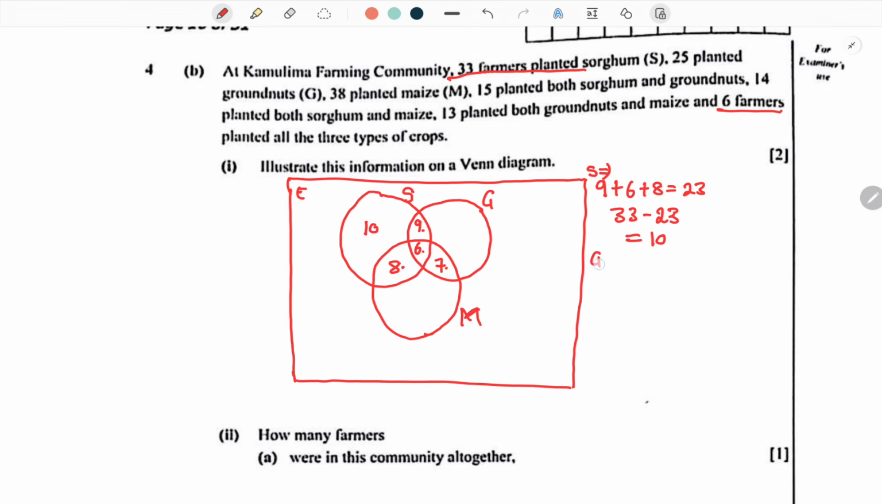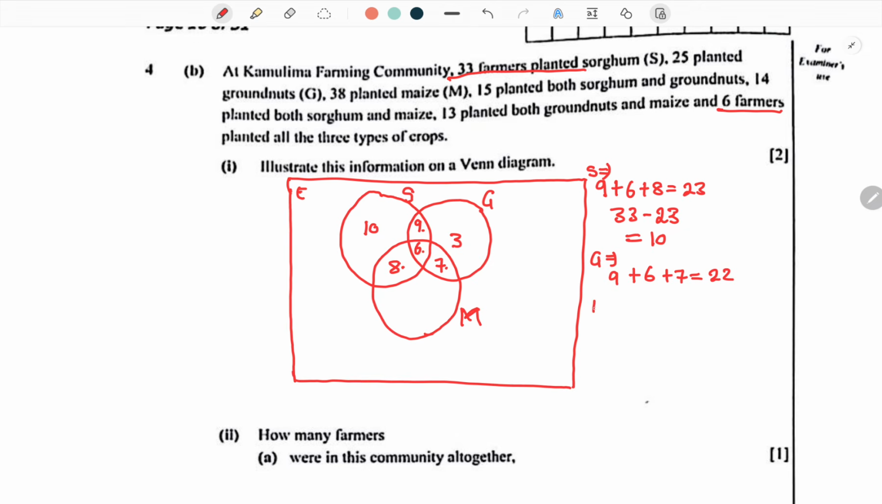The same thing also for groundnuts. We are going to add 9 plus 6 plus 7. So 9 plus 6 plus 7 is going to equal 22. Then check how many planted groundnuts. They are saying 25 planted groundnuts. So you say 25 minus 22, which should give you 3. So 3 planted the groundnuts only.